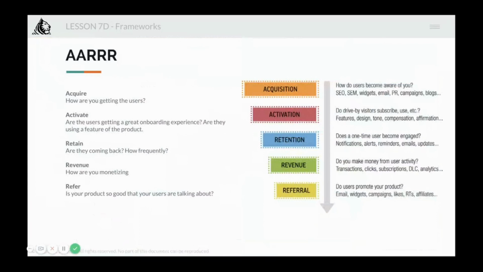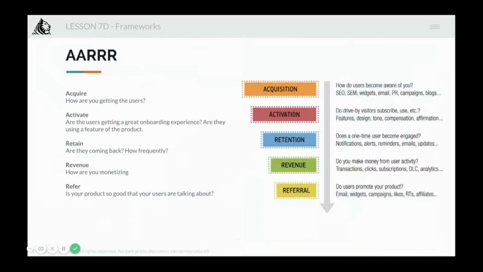Then comes revenue, which is how are you monetizing it? Do you make money from the user actively? Now this revenue may not be applicable for you if you're not monetizing already, in which case you would be tracking something else, like the number of page views, if at all you are still in the 90s, or the number of users who are signing up, something like that, right?